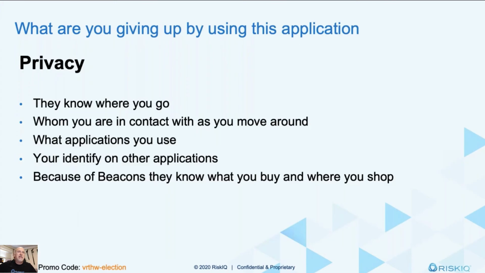So the privacy, they know where you go, whom you're in contact with, what applications you use, and your identity on other applications. Because of the beaconing, they also know where you shop and where you buy and where you visit. And they can tie that back into campaigns to direct message you, target you with messages on platforms that you use to sway you one way or the other.